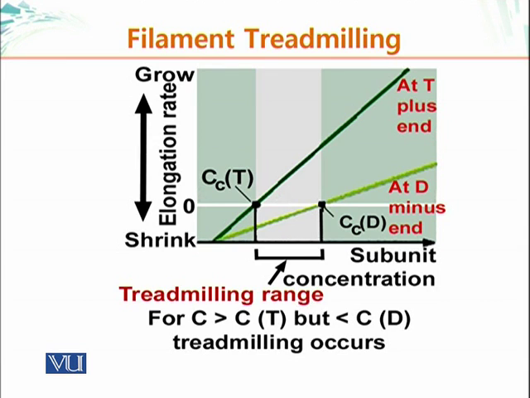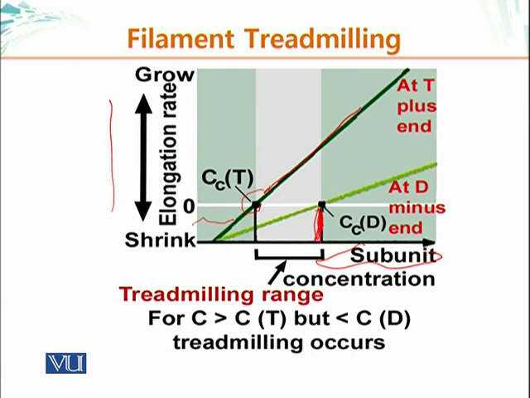So let me show you this graph at a certain critical concentration. This is basically elongation rate, and on the x-axis you have subunit concentration. As you increase the subunit concentration past the plus end critical concentration, at the plus end you start to elongate. Whereas at the minus end you need a higher concentration. This is the concentration of subunits you need to start polymerizing at the minus end of the filament.